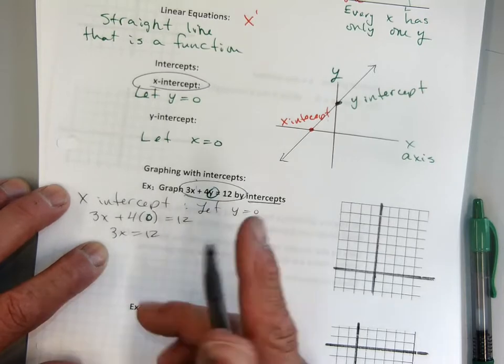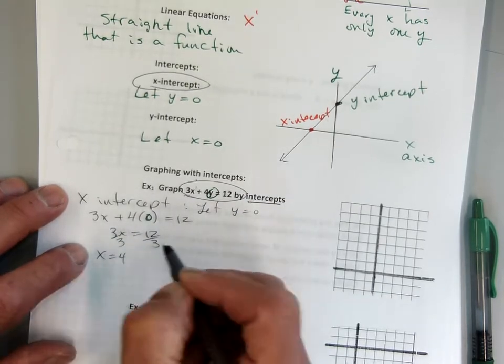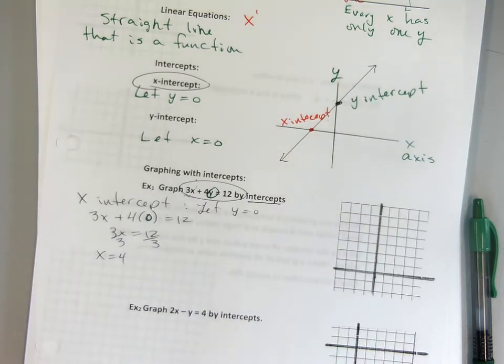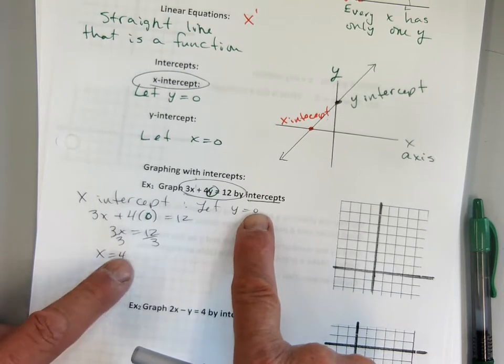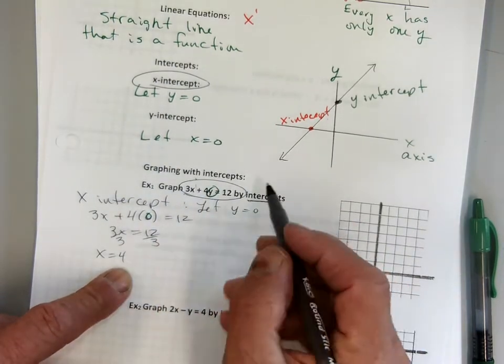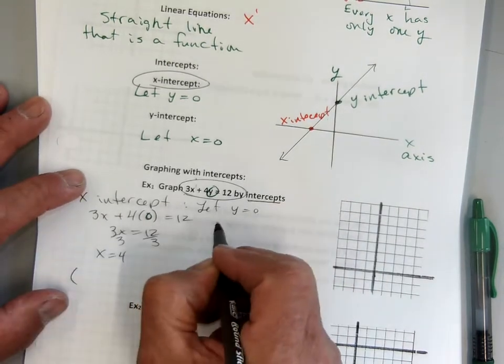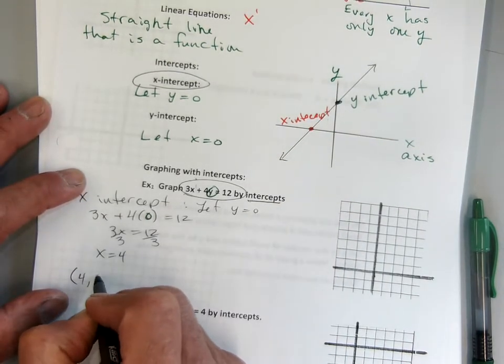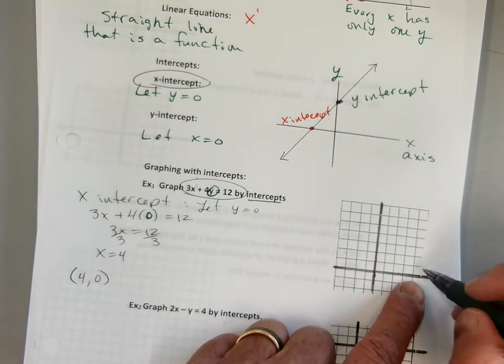Divide by 3. X equals 4. That's a point, 4, 0. So x first. My x-intercept is at 4, 0. I can graph that point. 4, 0 is right there.